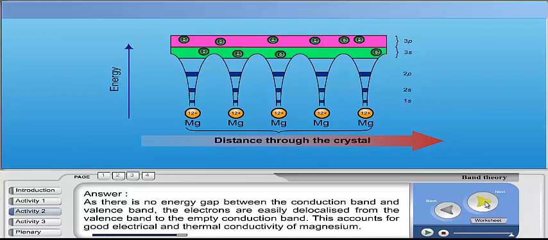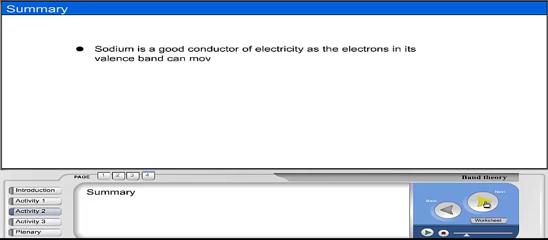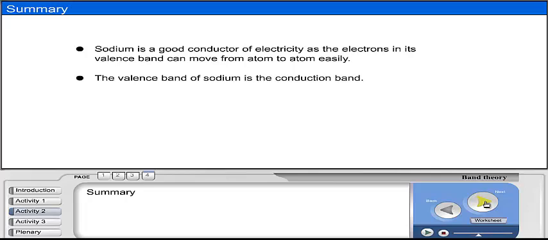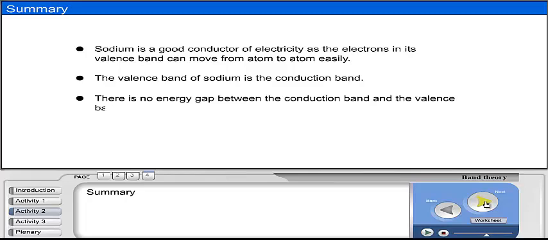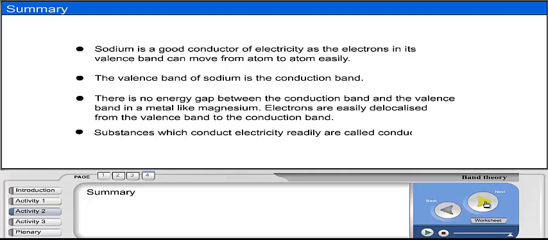Sodium is a good conductor of electricity as the electrons in its valence band can move from atom to atom easily. The valence band of sodium is the conduction band. There is no energy gap between the conduction band and the valence band in a metal like magnesium. Electrons are easily delocalized from the valence band to the conduction band. Substances which conduct electricity readily are called conductors.